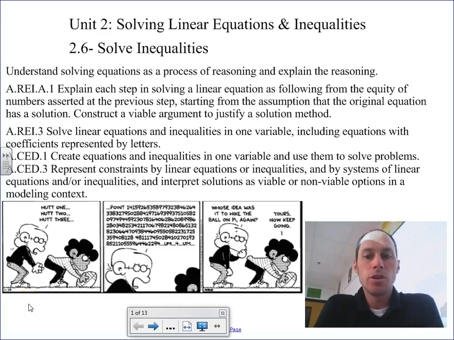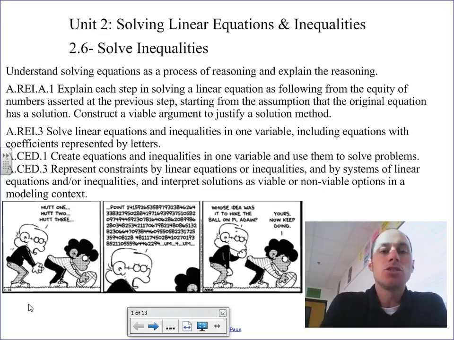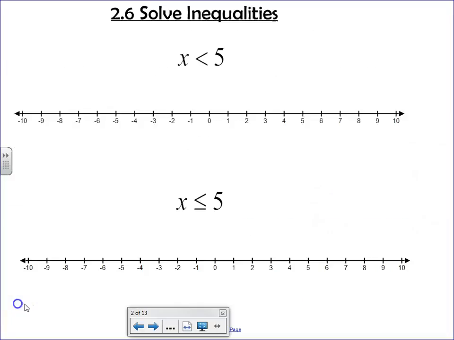All right, let's continue our unit on solving equations and inequalities, and let's get into the solving inequalities portion of the unit. We've mastered solving an equation, and we'll apply that same process to inequalities. We'll learn what they are, and we'll see that the process of solving those is very similar to solving equations. So let's get started with that.